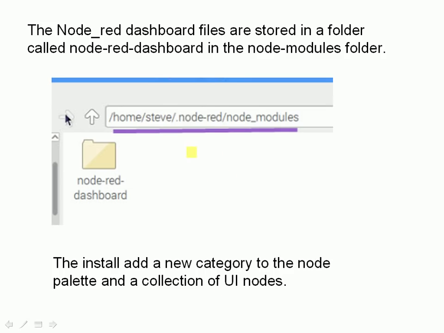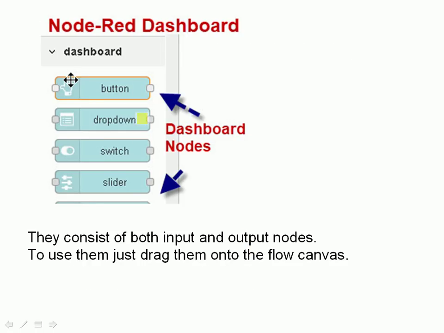When you install it, you should find the node-red-dashboard folder underneath your node_modules, and here's the path for it. This is again on Linux. And when you've installed it, it adds a new category to the node palette. When you go into the admin interface, you'll see a collection of user interface nodes, and this is what it looks like in the admin interface. This is just a subset of them, and they consist of both input and output nodes. To use them, you drop them onto the canvas just like you do any other node.